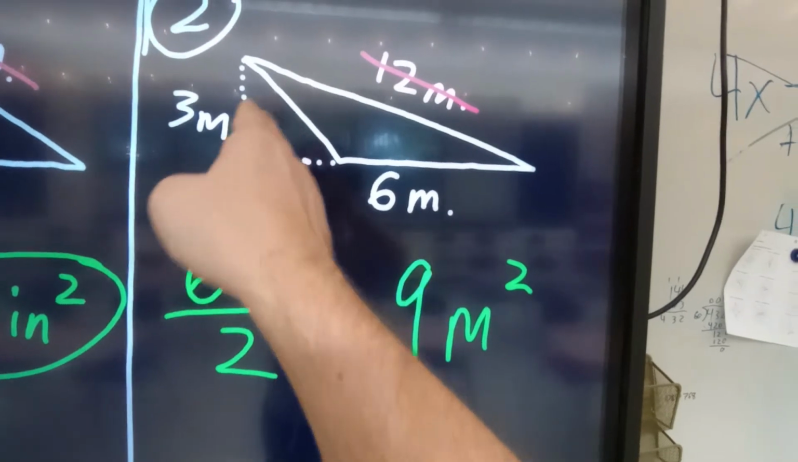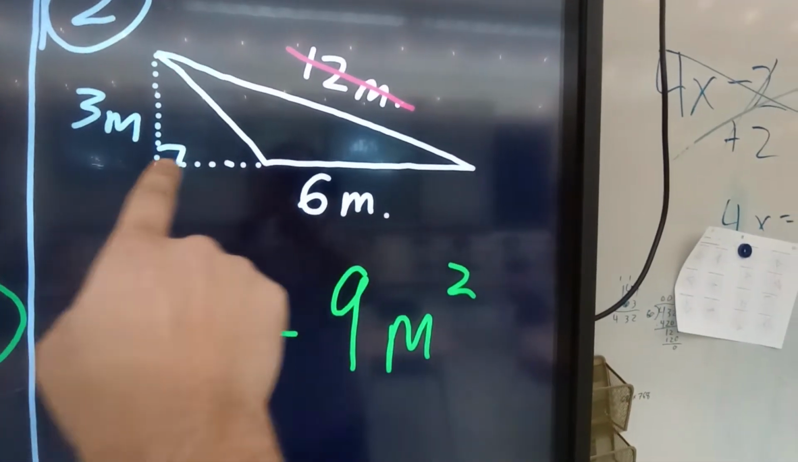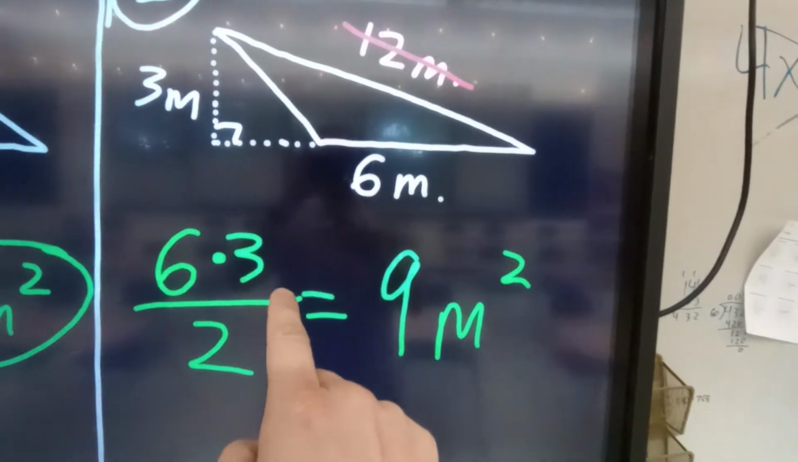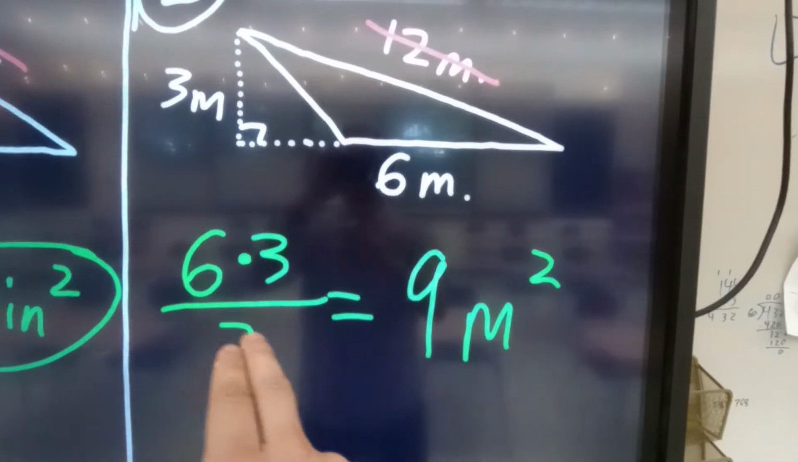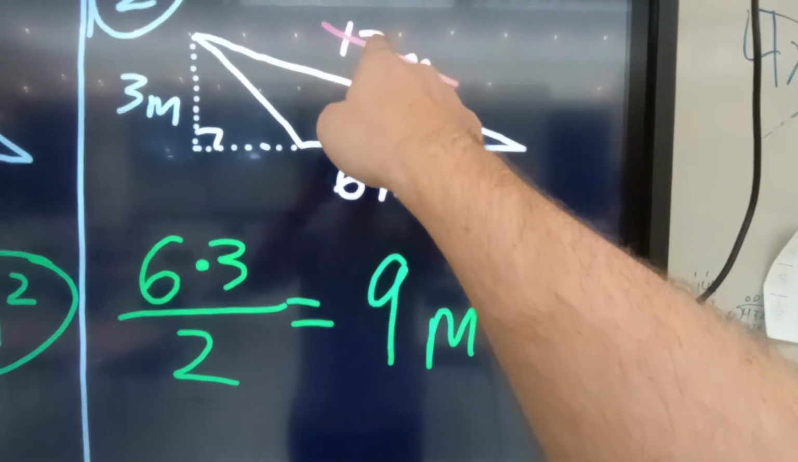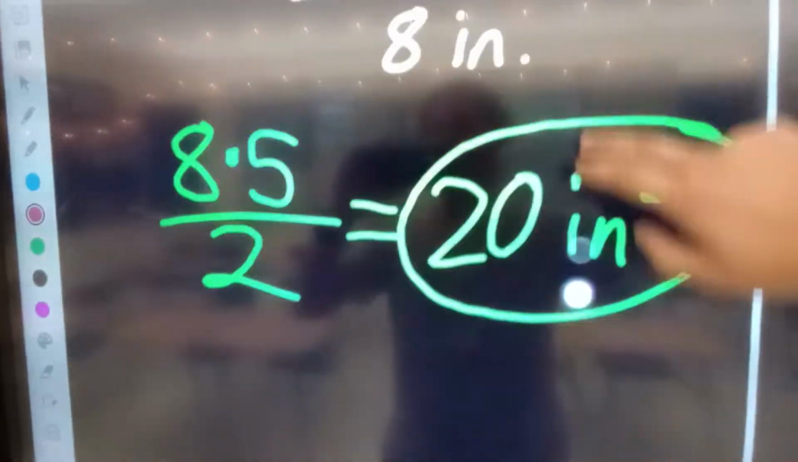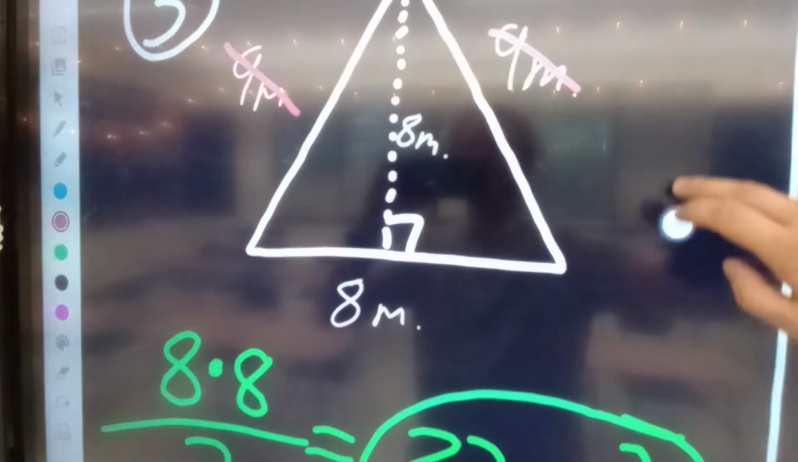We can see our right angle symbol. We can see that this must be our height and this must be our base. So 6 times 3, which would be 18. 18 then divided by 2 gives me 9 meters squared. Again, our diagonal is pretty easy to tell. I'm going to intentionally move the camera off to the side so you can't see number 4 yet.